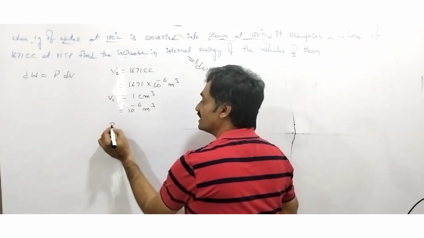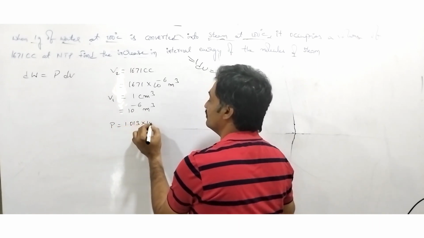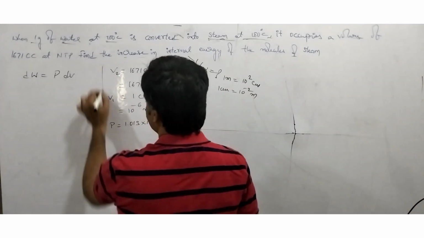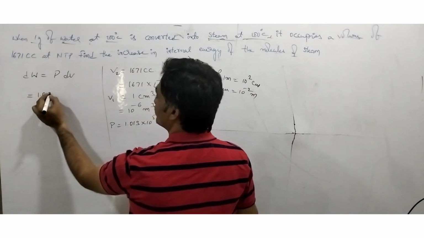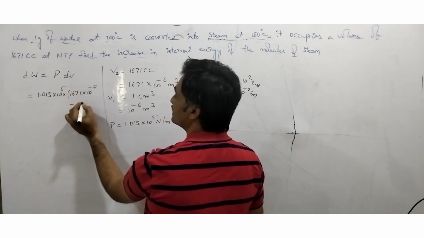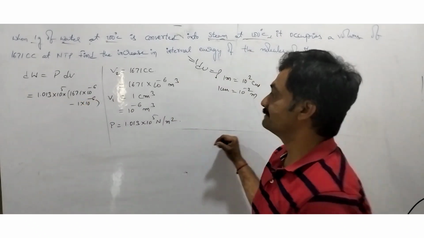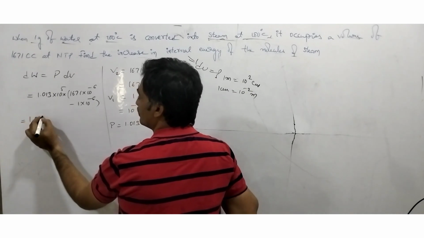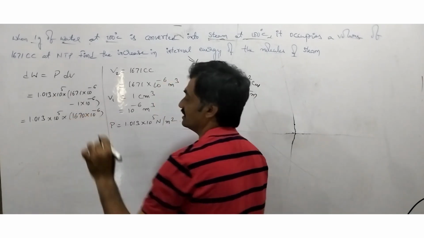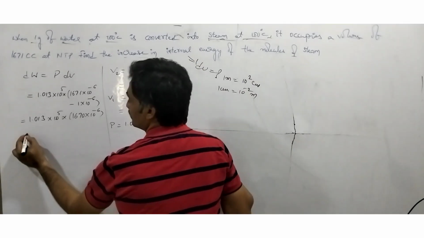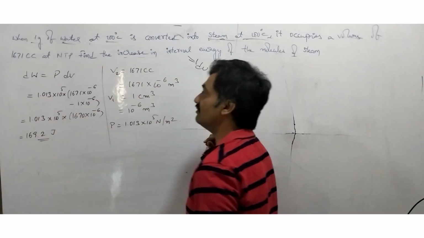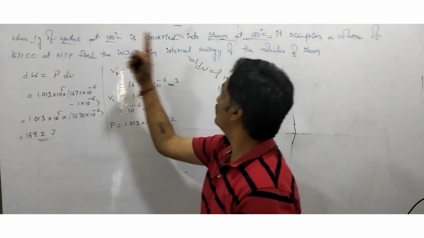We know that the pressure of the gas is 1.013 into 10 to the power of 5 newton per meter square. Let's substitute these values in this equation. The amount of work done is 1.013 into 10 to the power of 5 into (1671 into 10 to the power of minus 6 minus 1 into 10 to the power of minus 6). So the work done is 1.013 into 10 to the power of 5 into 1670 into 10 to the power of minus 6. On multiplication, we get 169.2 joules as the amount of work done by the system in order to convert from water to steam.